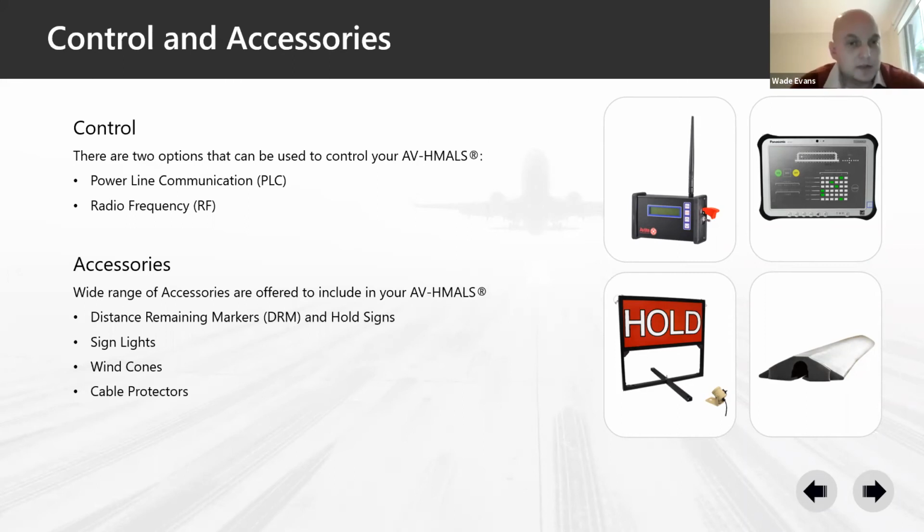So for accessories, they really round out the offering for AV-HMALS. The goal of AV-HMALS was really to provide a turnkey solution for expeditionary airfield lighting. So you need to be able to contain and store the accessories as well. A couple of the key accessories we provide as part of AV-HMALS are the distance remaining markers and the hold signs, sign lights, wind cones, and cable protectors. They're all included within the package and within the individual trailer systems and storage systems. And they really help to facilitate the requirements of a rapidly deployed airfield, but also being able to phase it into the sustained deployment component of an AV-HMALS system.